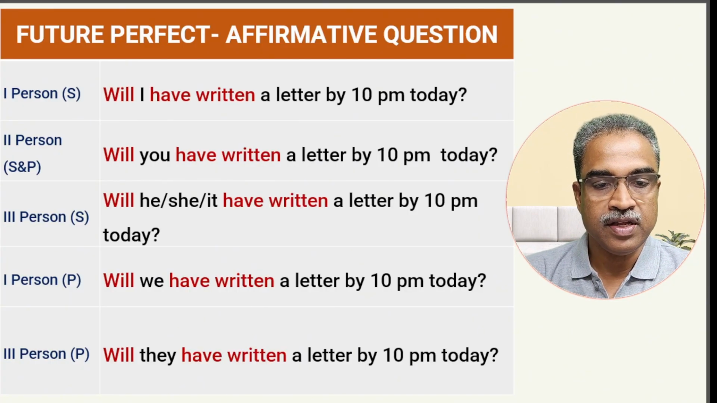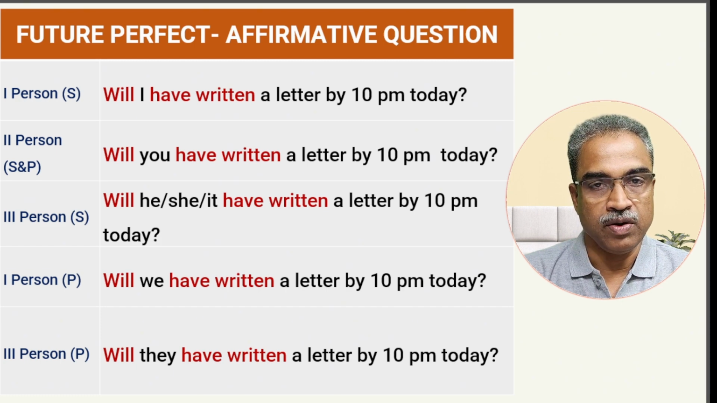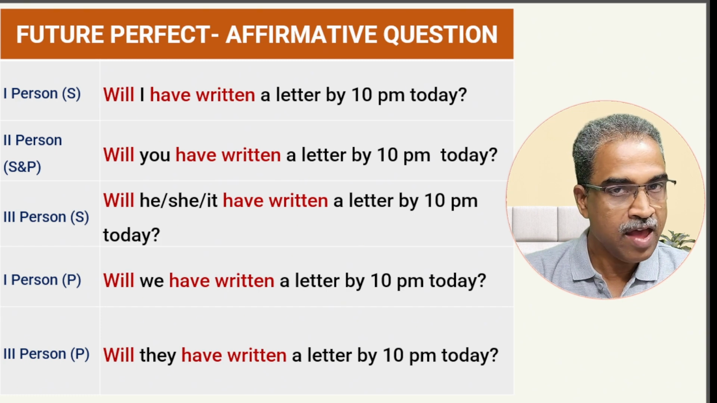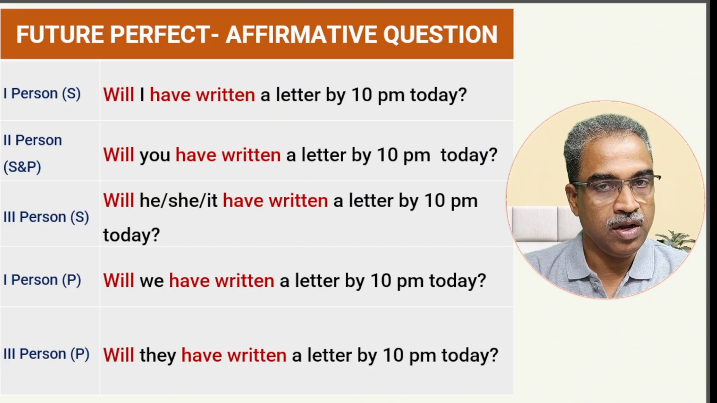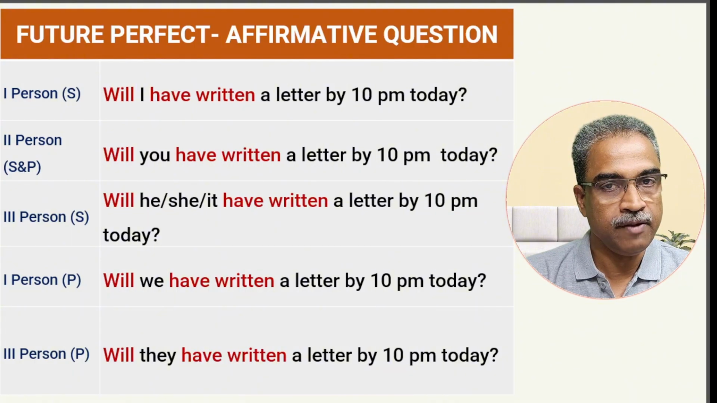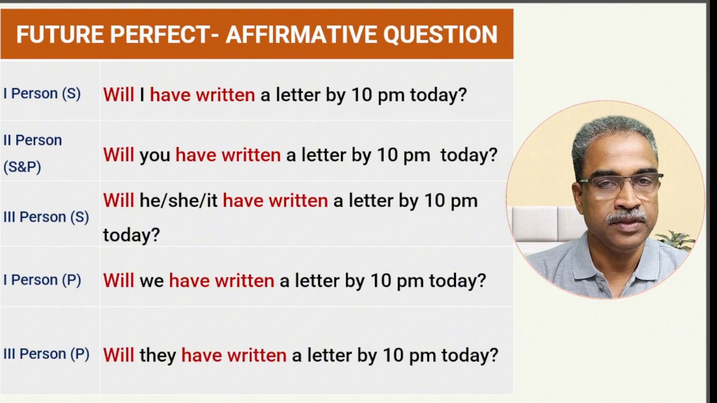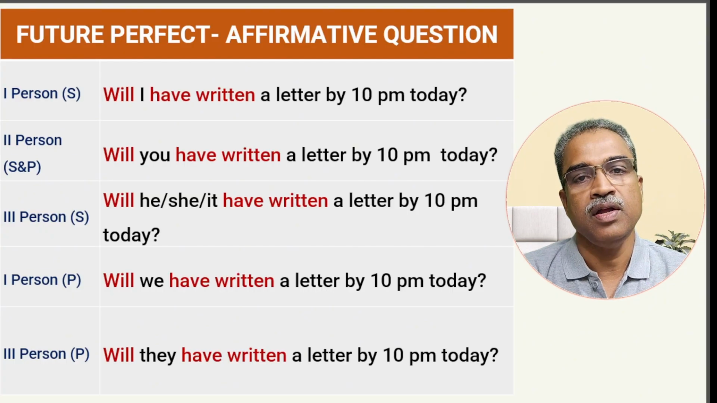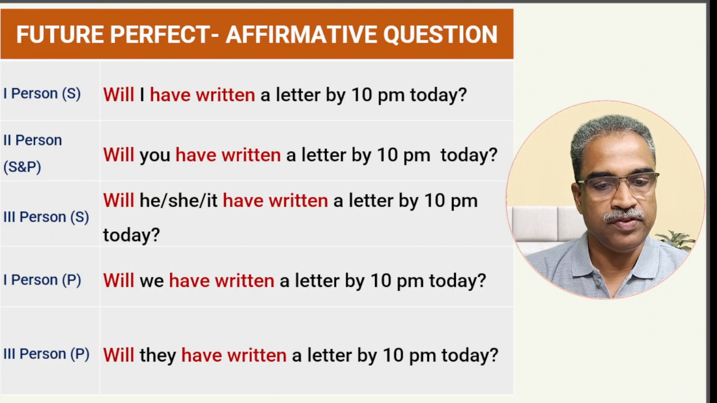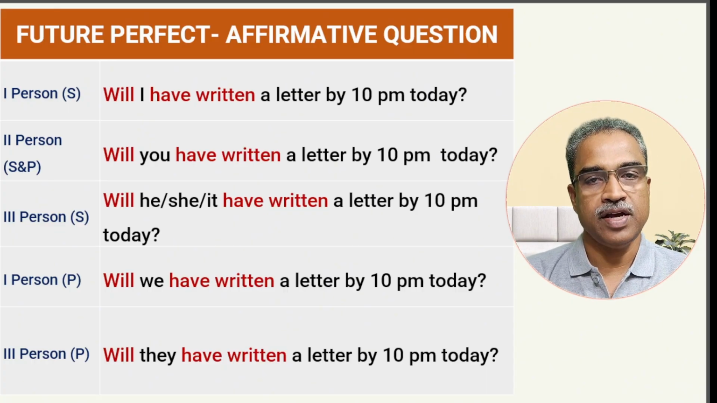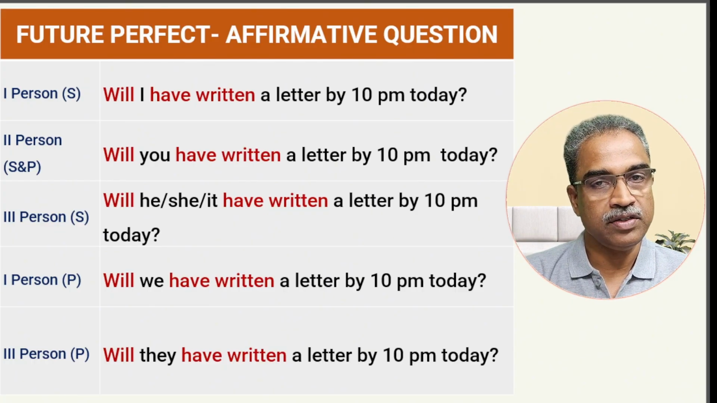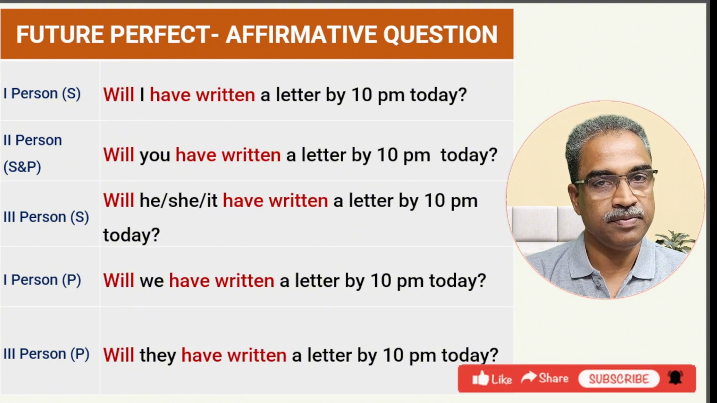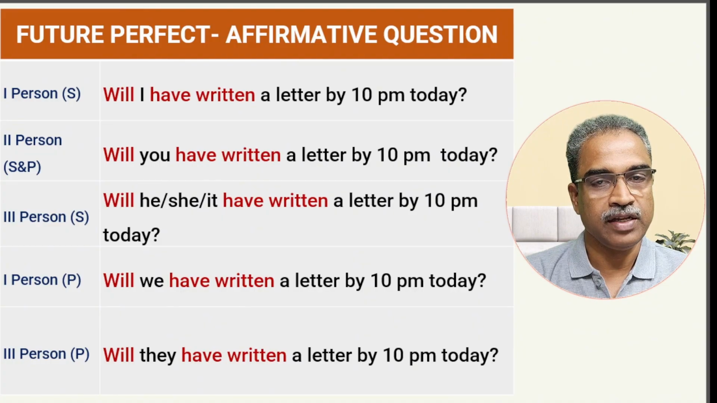Next is he, she, it will have written. Will he have written? Will she have written? Will it have written a letter by 10 p.m. today? That's a question. We follow the same pattern. I'm sure by now you are set and you know exactly what's going to come. So here next one, first person plural, that is we. If you say we will have written a letter, now that changes to will we have written a letter? Will we have written a letter by 10 p.m. today?